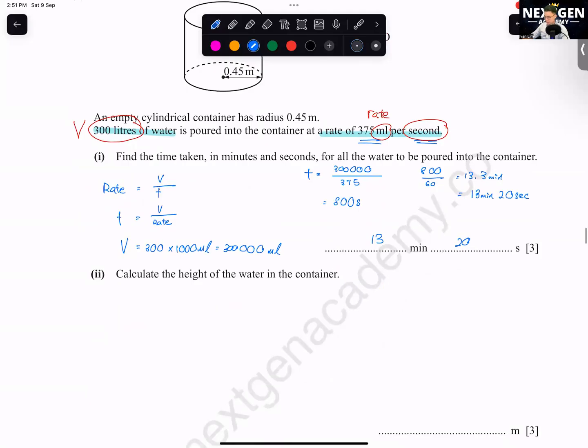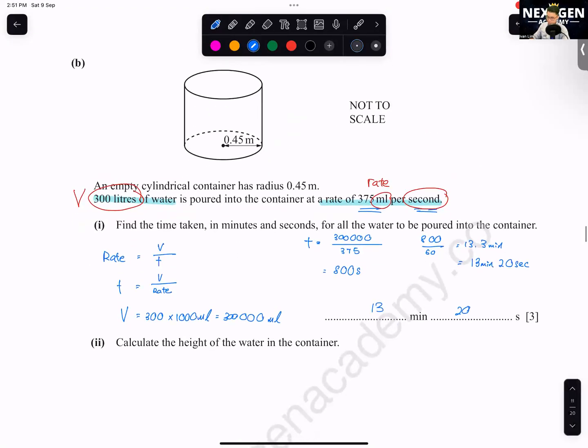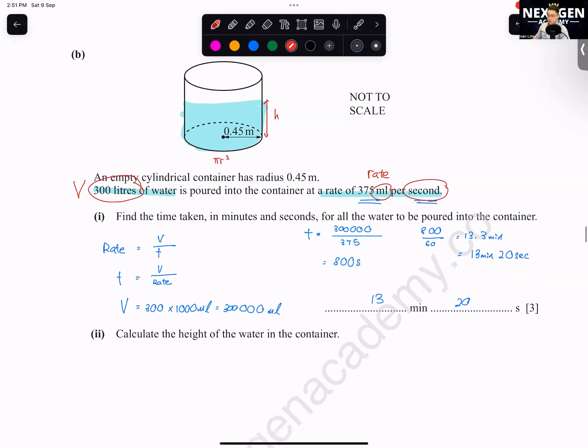Okay, next one. Calculate the height of the water in the container. Okay, so there's some water poured in, right? Water poured inside here. So this is the water that they put inside. After they put the water inside already, what is the formula for the water here? Yeah, you can use calculator also. Okay, you see here, pi r square height, right? This is the formula for the water because it follows a cylinder. Okay, pi r square height.